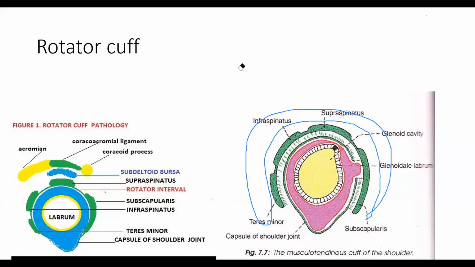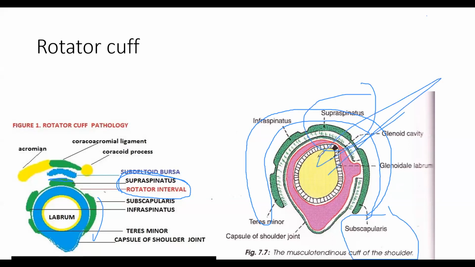So first thing in anatomy you should remember this. Then, what is more important, there is something known as the rotator interval. I will tell you the significance. The rotator interval is between the anterior and the superior structures, between the subscapularis and supraspinatus. You just remember this.